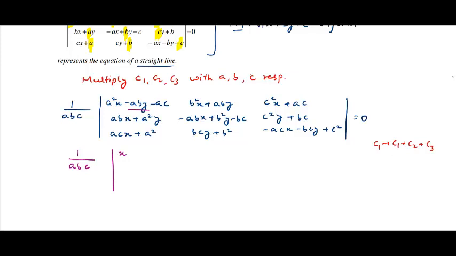Minus ABY cancels with plus ABY, minus AC cancels with plus AC. So if I add these two in this one, we simply get x times A squared plus B square plus C square. Alright.